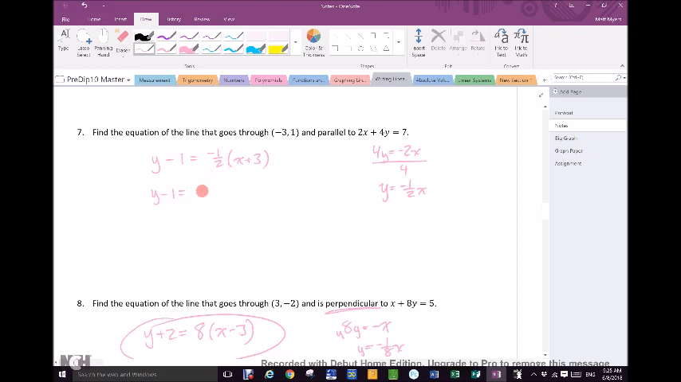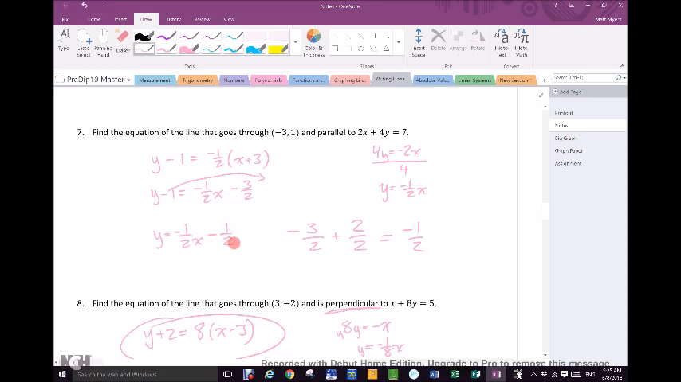y minus 1 equals negative 1/2 x. What is negative 1/2 times 3? Negative 3/2. Yeah, plus 1. What is negative 3 over 2 plus 2 over 2? Negative 1/2. y equals negative 1/2 x minus 1/2.